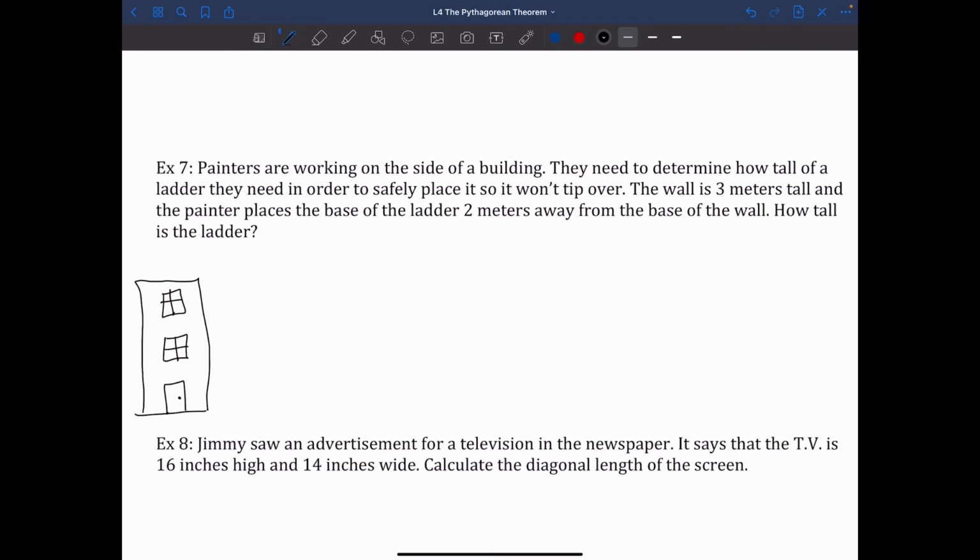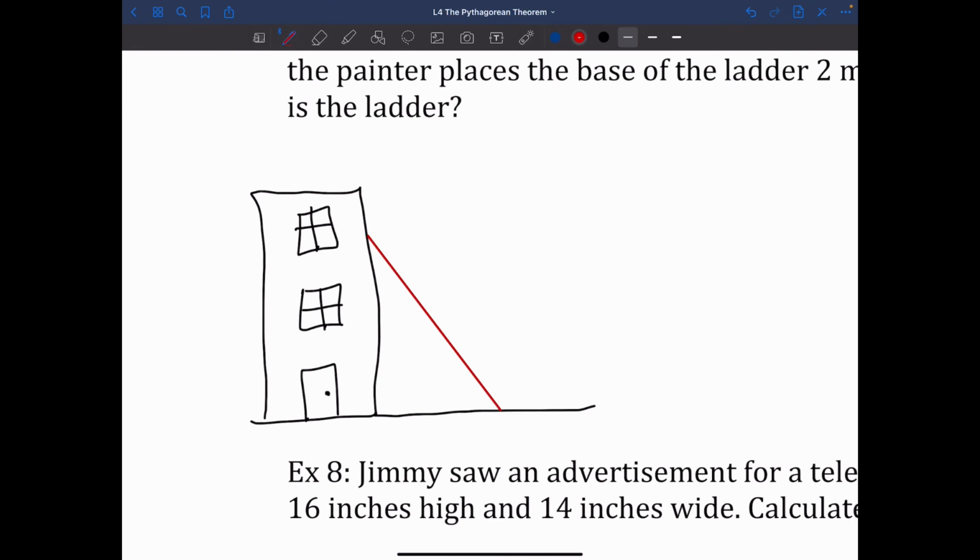So we got this building. We've got the ground. And then we've got this ladder that's leaning up against the building. So I'm leaning that ladder up against the building. The wall that we're trying to get to is 3 meters tall, so in my diagram, I'm going to label that this piece right there is 3 meters. We're placing the base of the ladder 2 meters away from the edge of the wall.